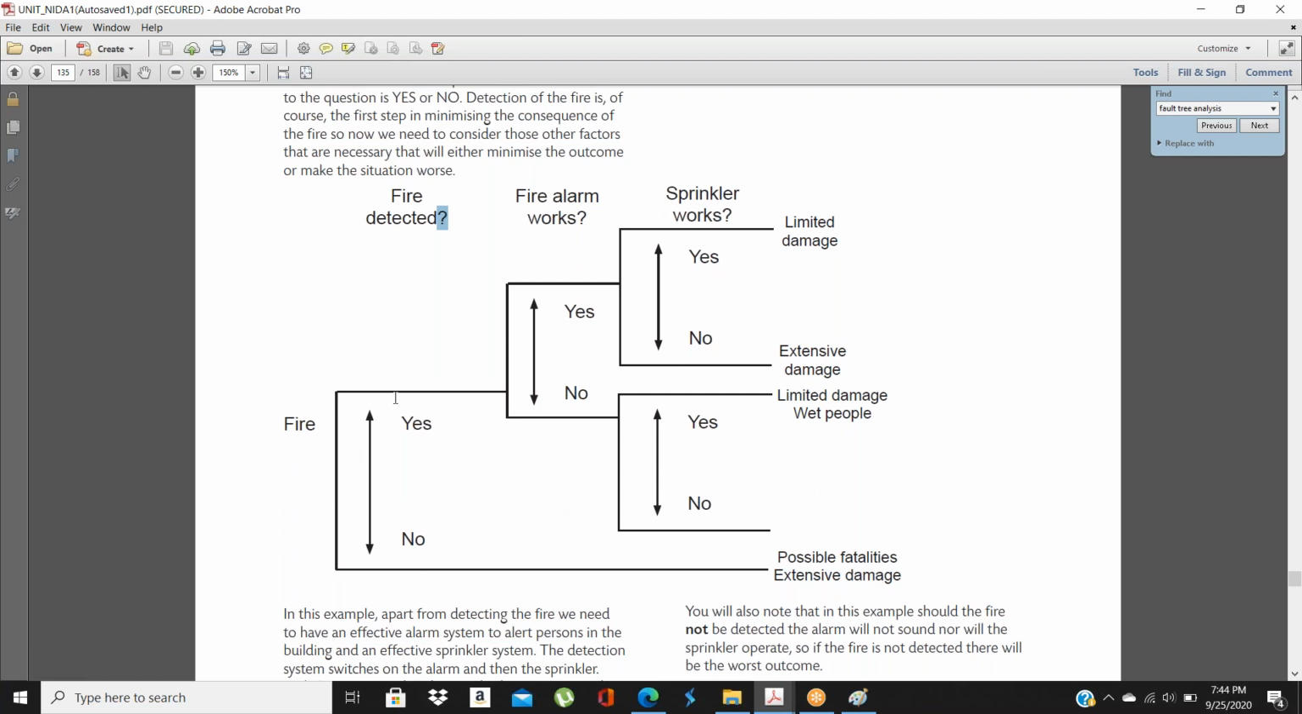Now let's suppose the fire is detected. The sensor works, so there is a fire. Now it sends the signal to the central unit system we discussed, the fire alarm control unit, so it detects the fire.